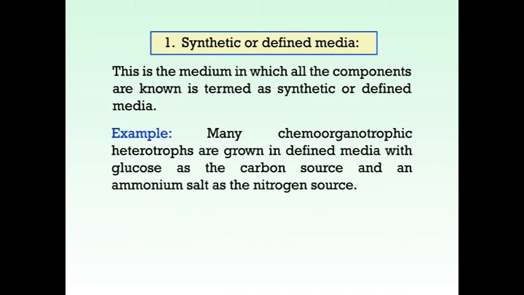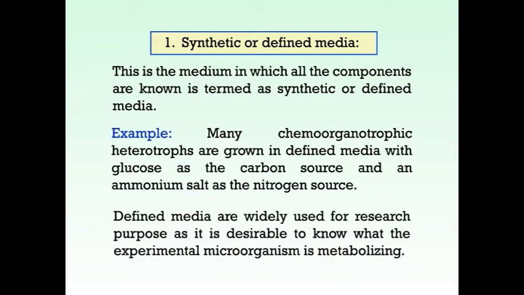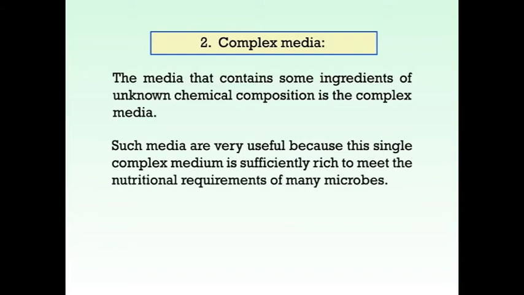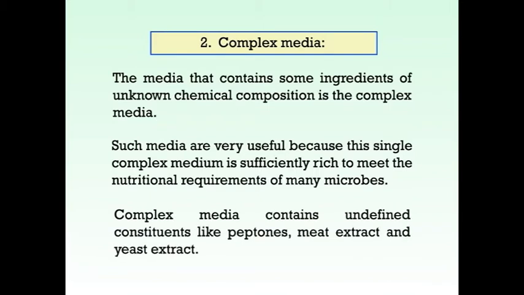They are grown in the defined media with glucose as the carbon source and ammonium salt as the nitrogen source. These defined media are widely used for research purposes as it is desirable to know what the experimental microorganism is metabolizing. Next is the complex media. Media that contains some ingredients of unknown chemical composition is the complex media. Such media are very useful because a single complex medium is sufficiently rich to meet the nutritional requirements of many microbes. Complex media contains undefined constituents like peptones, meat extract and yeast extract.